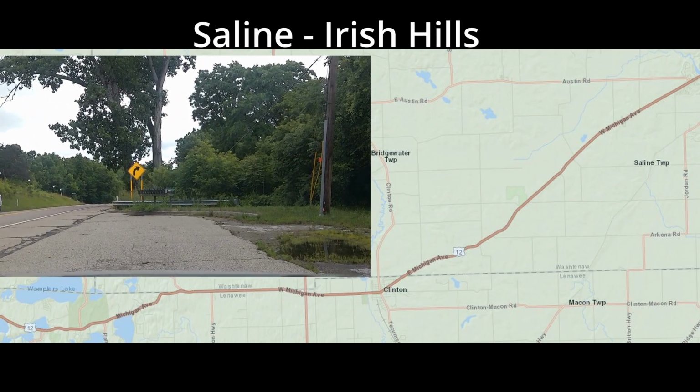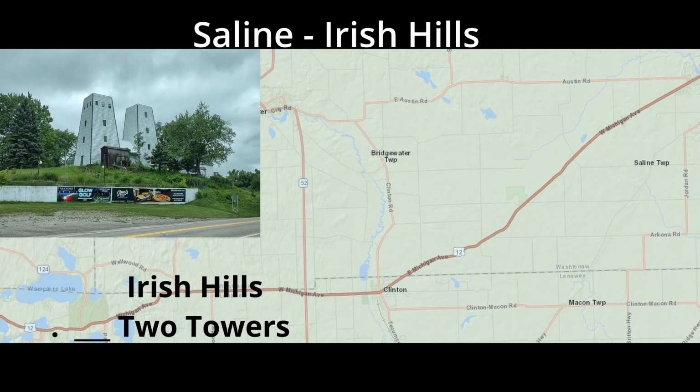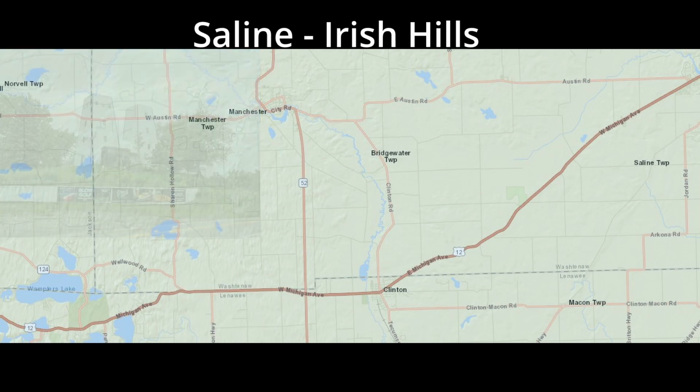The first of the intended stops, the Irish Hills Towers. There is, of course, a story behind them. You can find it on Wikipedia and on Restless Viking's video, both linked in the description. Unfortunately, there's no way to embed active links in the video.